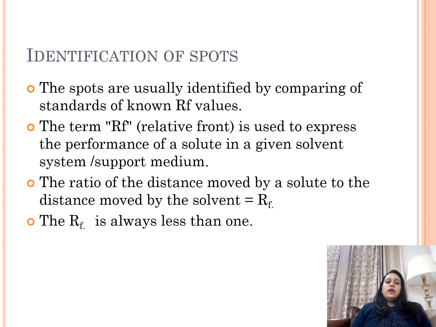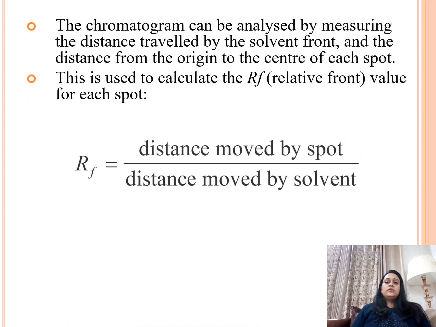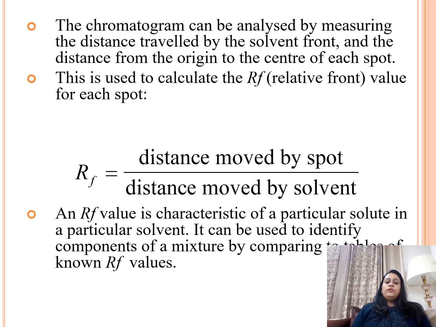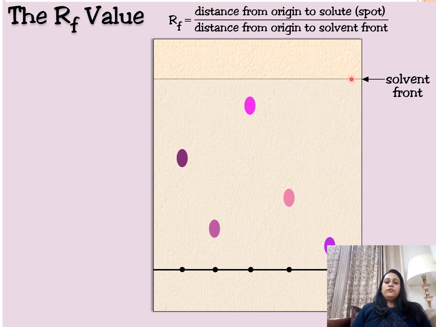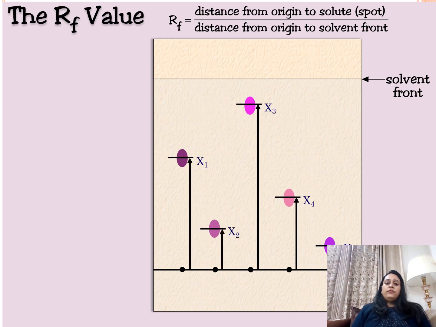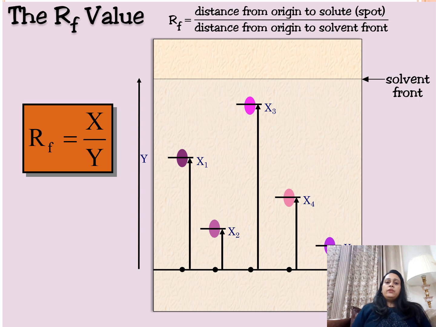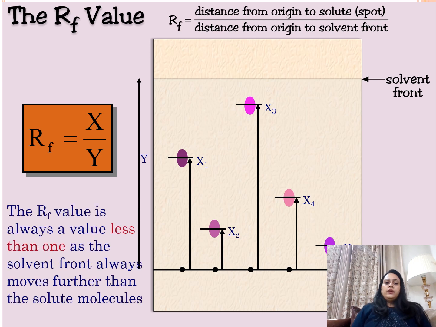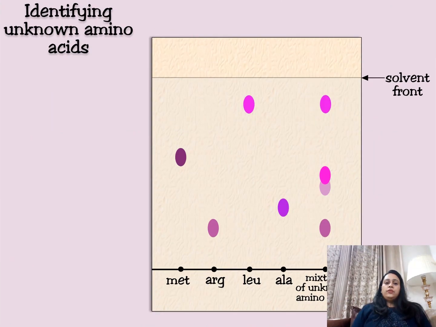After detecting the spots, we have to calculate the RF. RF is nothing but the distance traveled by the solute divided by the distance traveled by the solvent. This is the solvent front and this is the distance traveled by the solute. For example, you can see here we got different spots, x1, x2, x3, x4, and y is your solvent front, so we have to calculate the RF, which is x upon y. For each individual spot we can calculate the RF. It is always less than 1 and it is a unitless factor. So we have to calculate the RF.